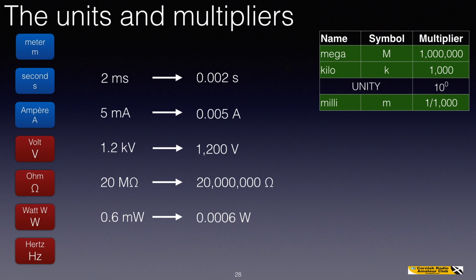Let's go the other way. Up till now, we've always taken multiplied units and gone back to the base units. Let's take a base unit and go to a convenient multiplied unit. Let's take 400 million hertz, and then see, well, what would that be conveniently expressed as? Well, 400 megahertz would be good. This time we've divided by 1 million to get megahertz. So 400 million hertz is 400 megahertz.